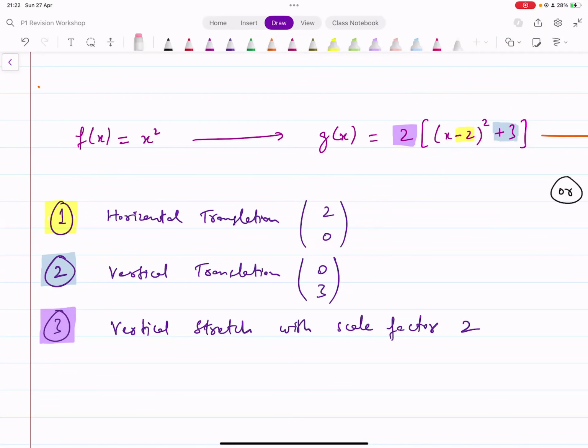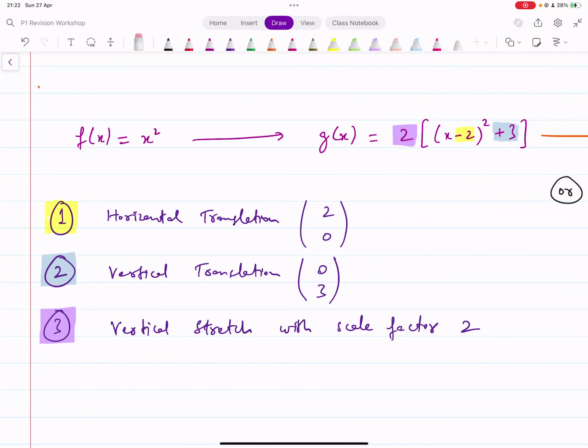But then vertical transformations are two here. This is one vertical transformation. This is another. So in this case, between those two, the order does matter. So you do translation first in this case because that's what BODMAS says, 0, 3, and then you do vertical stretch, scale factor 2.